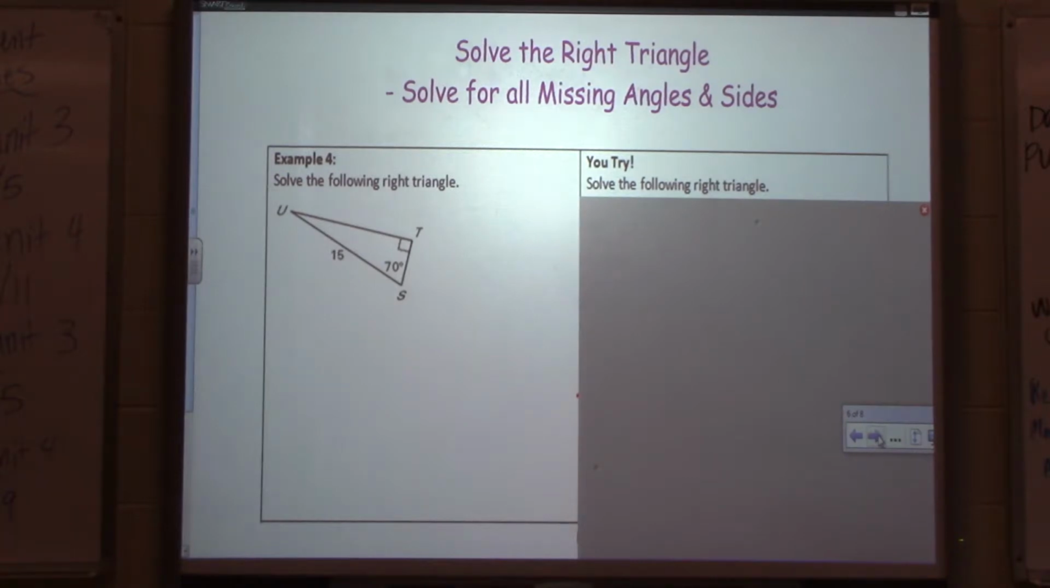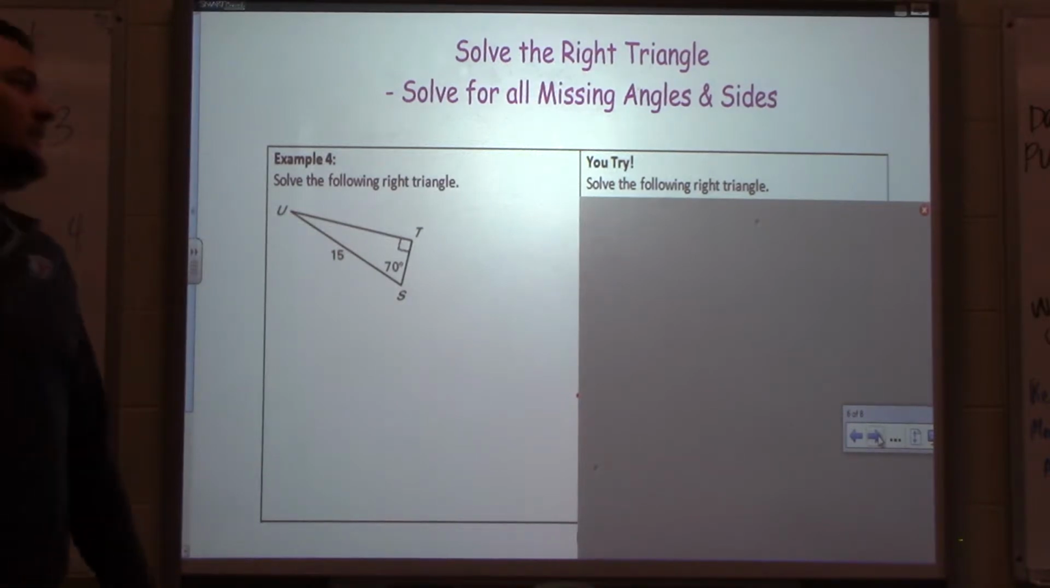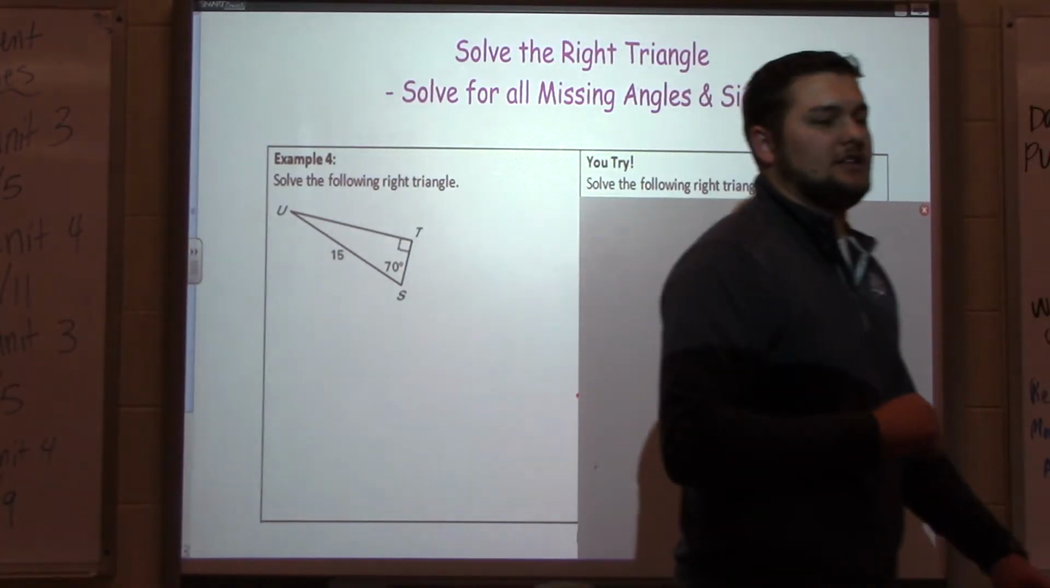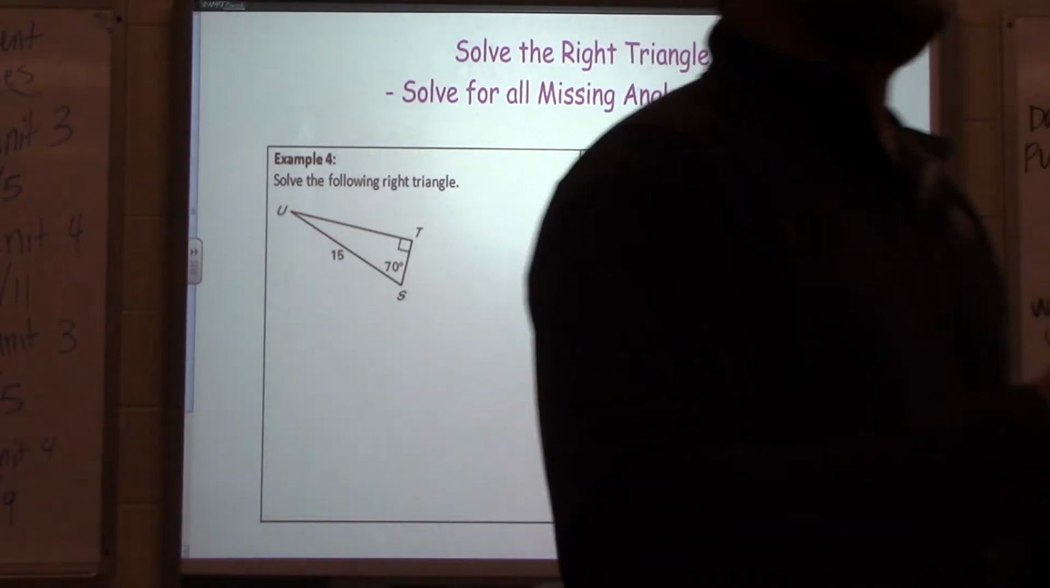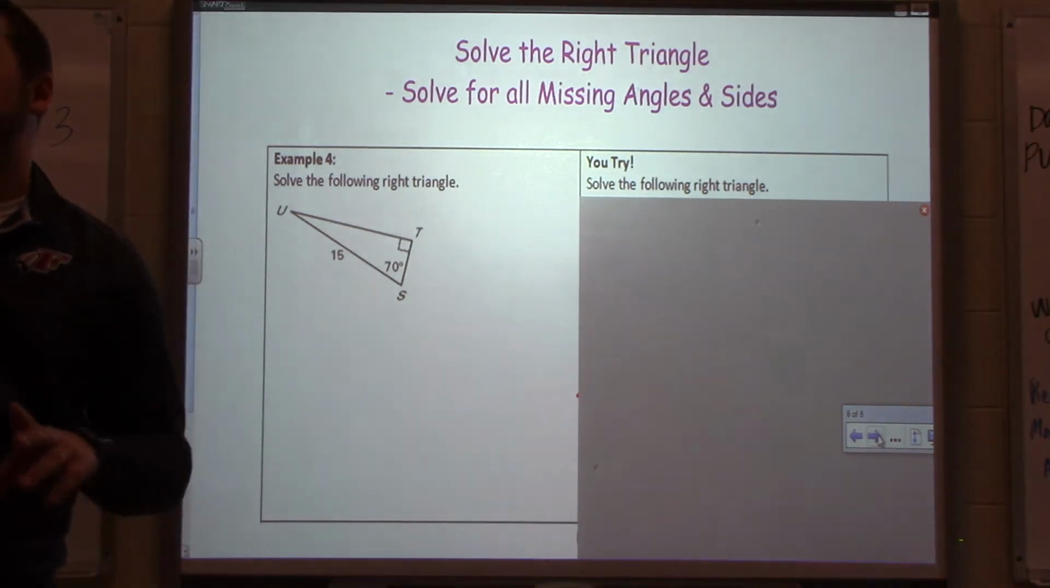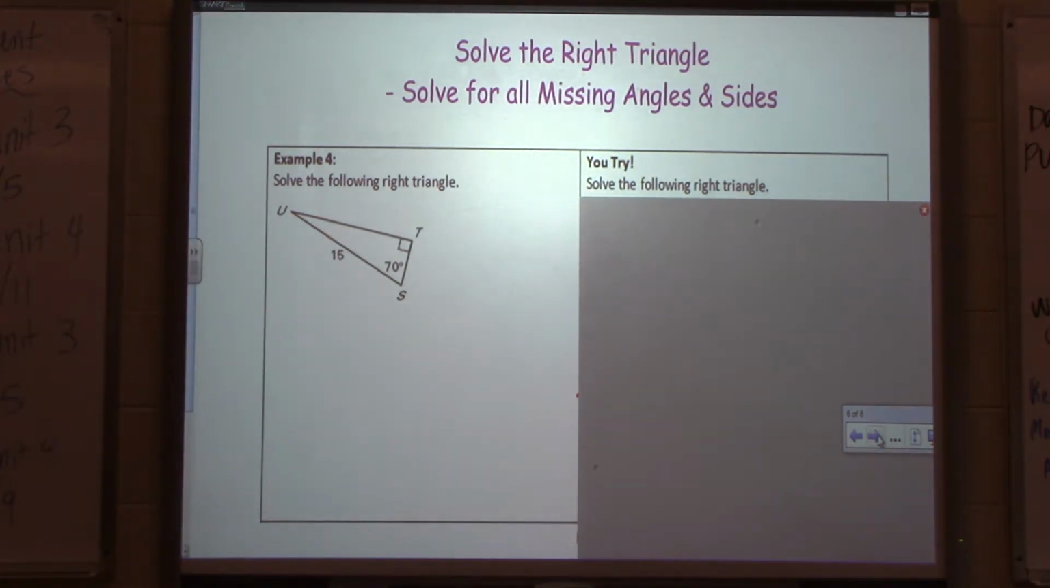Does anyone remember how you solve a right triangle? What do you have to do? Find all missing angles and sides. That's right on your paper. So if we ask you to solve a right triangle, you need to find every single angle and every single side. Now, normally we'll give you at least 3 things, whether it's 2 sides and an angle, all 3 sides, or all 3 angles. You need to get at least 3 things.